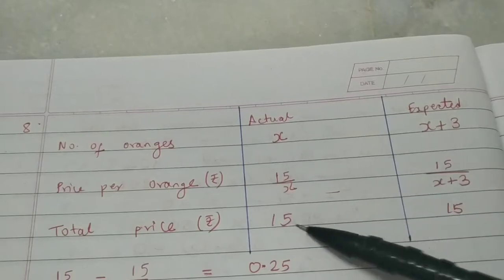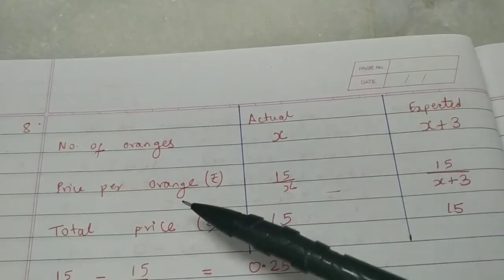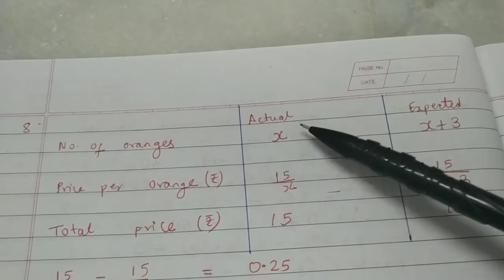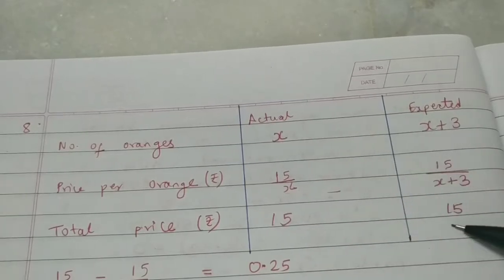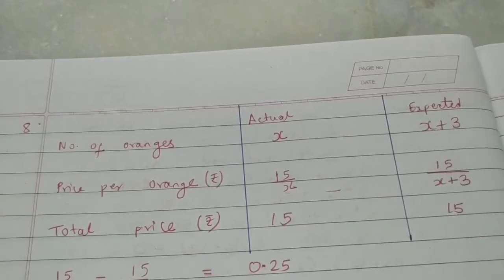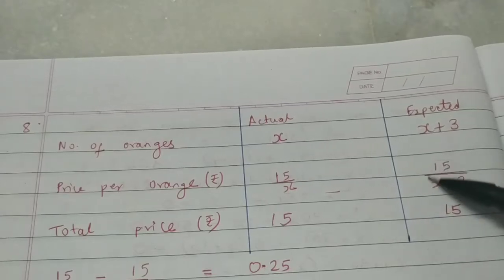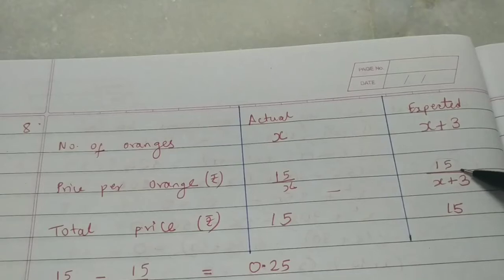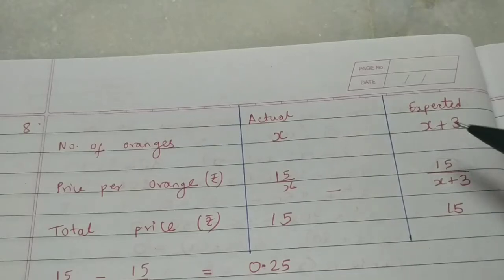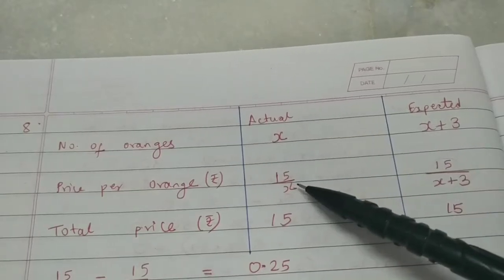Now the total price is 15. So first fill in this blank. And now what is price per orange? Total price upon the number of oranges. So Mr. Mehra had expected that this would be the price per orange, but the servant lied and said no, the price has increased by 25 paise and this is the new price per orange.